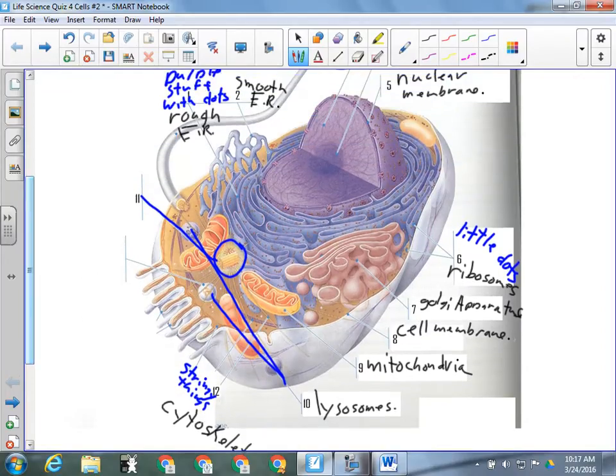Guys, we keep our own paper till we're done. Number 11, what are these 2 things here? Centrioles. The job of the centrioles, they help with cell division.